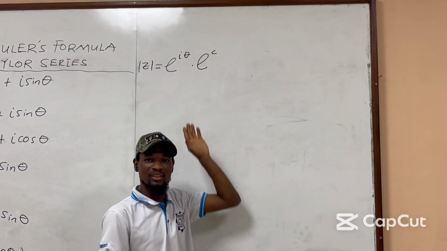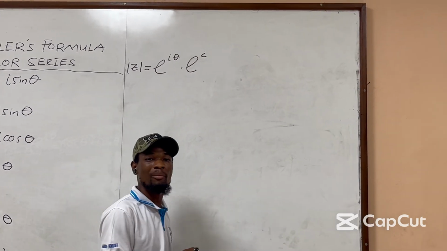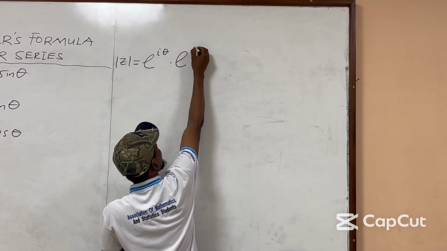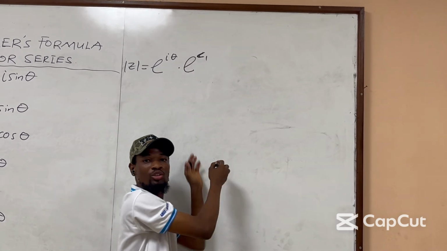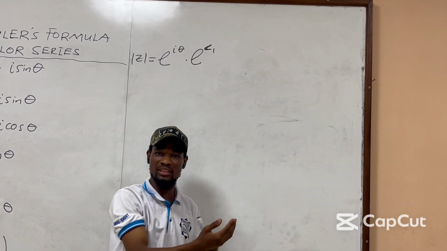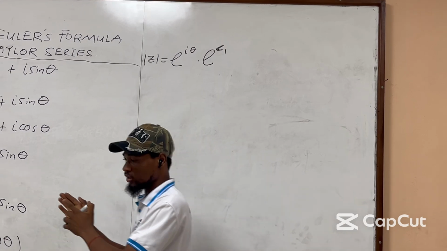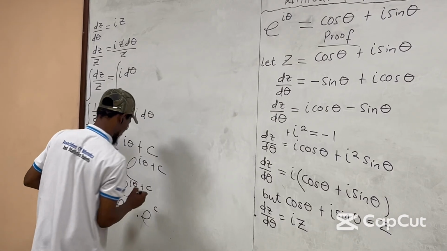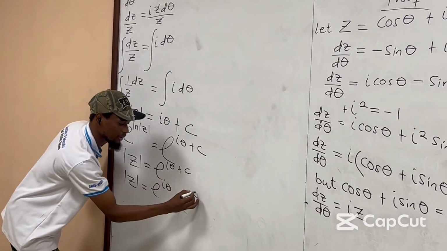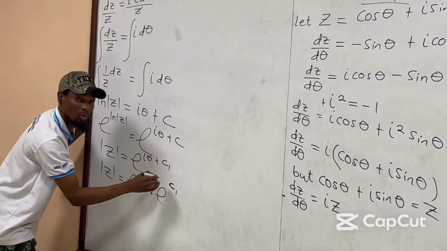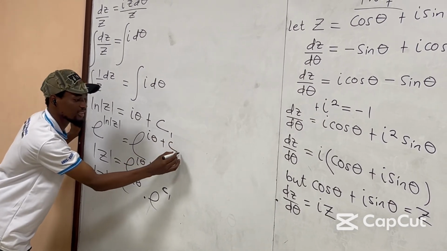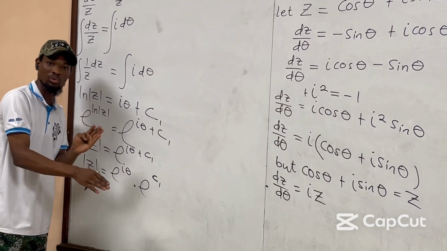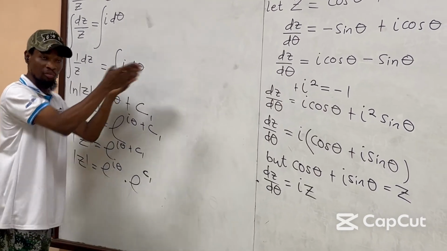Remember, c is the constant of integration. So let me label the constant of integration as c1. We have c1 because in the course of the proof we will be getting another constant. So let's come here to the board this way. So I have this. So this becomes c1, this is also c1, this is c1, and this is c1. You can still maintain this, but I don't want us to be confused in the course of proving the formula.